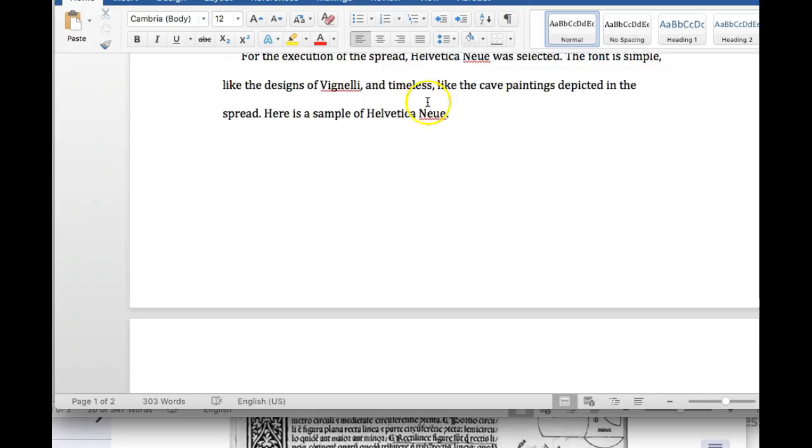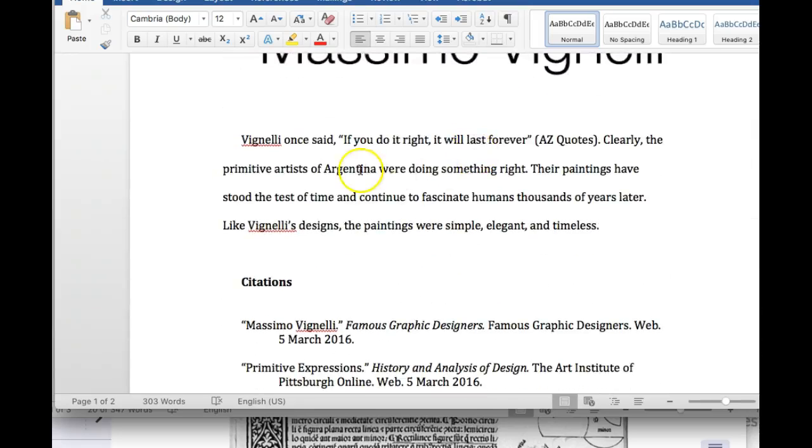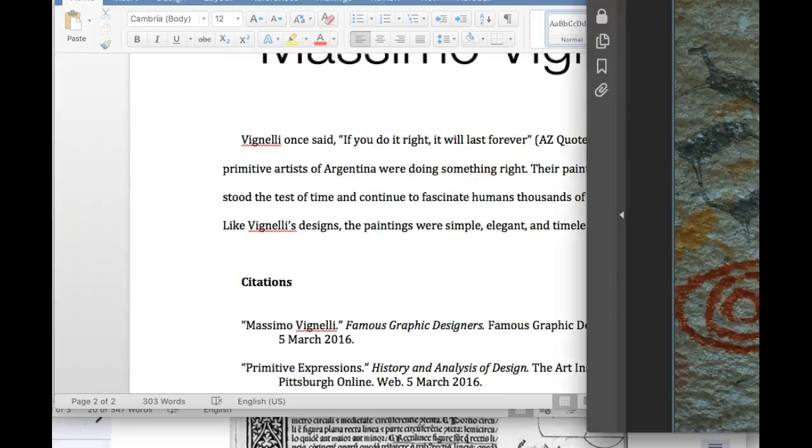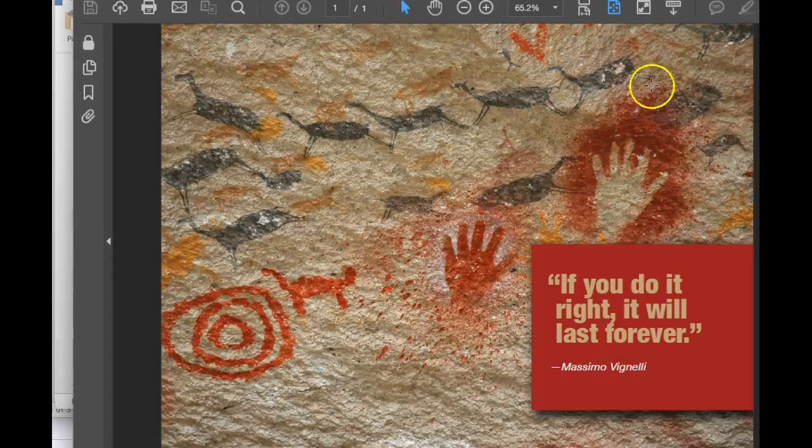Then she has the typeface choice of Helvetica Neue. Okay, and then she's got a quote. So she's got all four things in place here, and then let's look at what she did with them. So now here she's got the cave paintings in Lascaux for the background page. All right, then she's got Massimo Vignelli. She's got the quote, and the quote is set in Helvetica Neue.